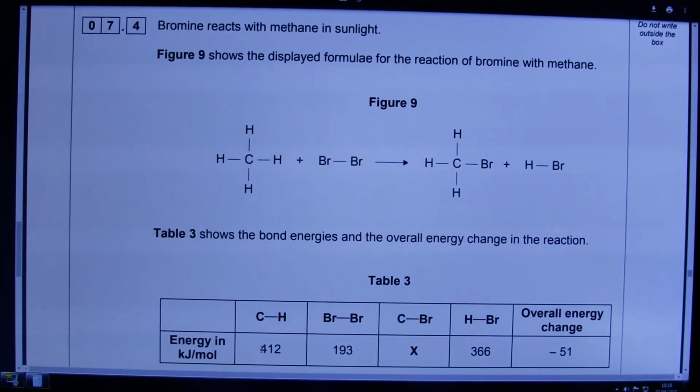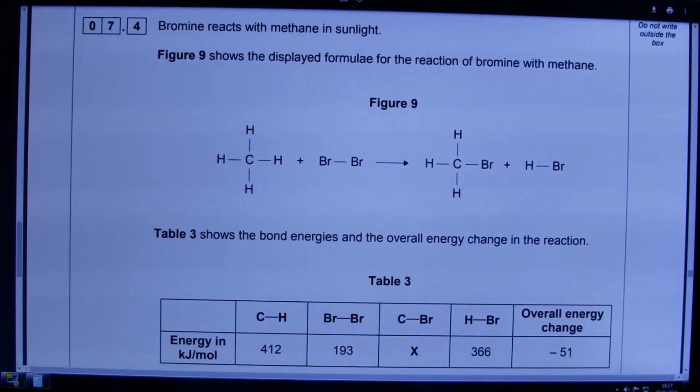We have 412 required to break each of these four, and 193 required to break this. Carbon-bromine, X, as in Wolverine, I guess. Hydrogen bromide, 366, yielded by forming this bond, an overall energy change of minus 51. Great.